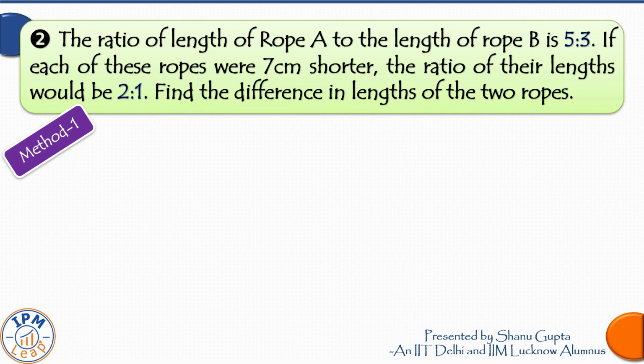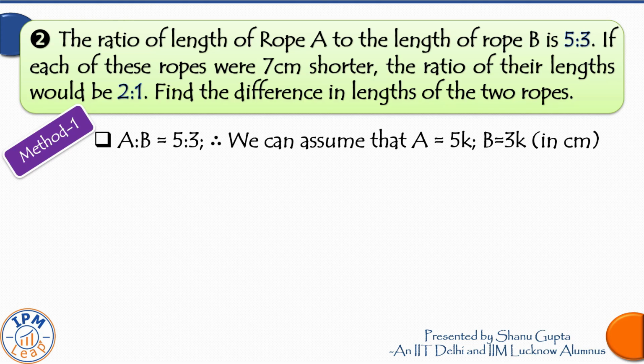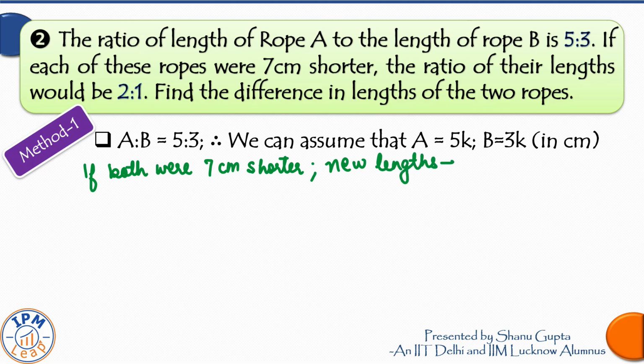A is to B is given to be 5:3. Therefore, we can assume the length of rope A as 5 into K and length of rope B as 3 into K, both in centimeters. If both ropes were 7 centimeters shorter, the new lengths of the two ropes would be 5K minus 7 and 3K minus 7. The ratio would then be 2:1.